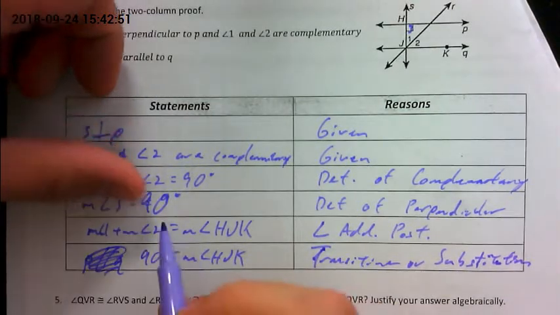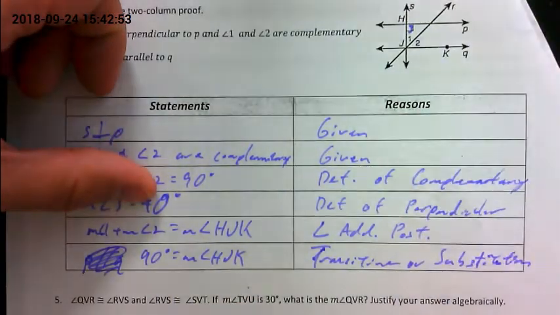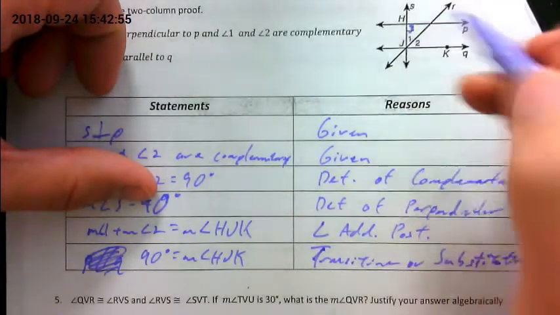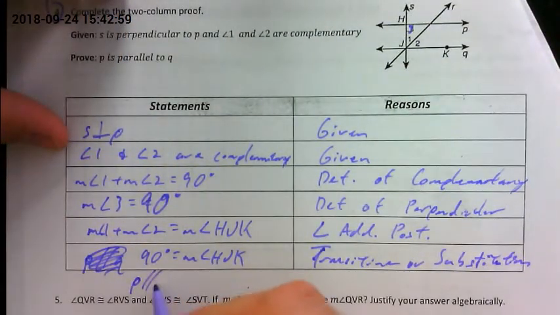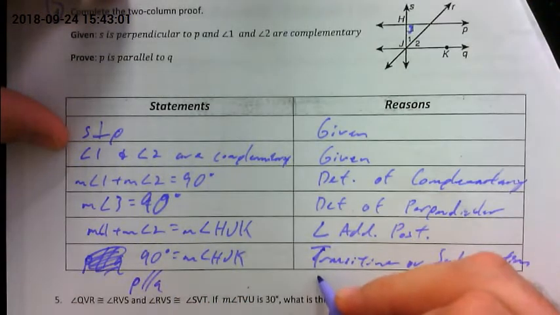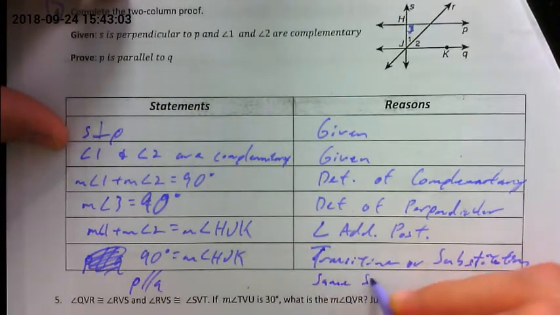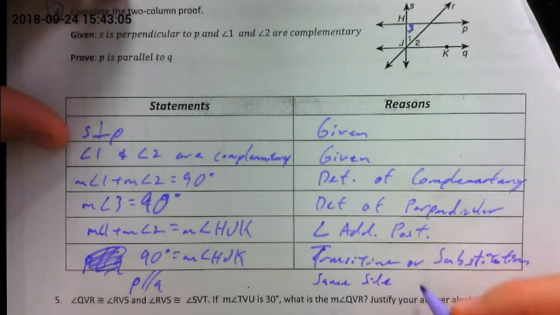And then finally, now that we have both of them are 90, we can say that these two lines are parallel because of same side interior angle theorem. So I'm not sure which step she skipped, but there has to be one more step there, I think.